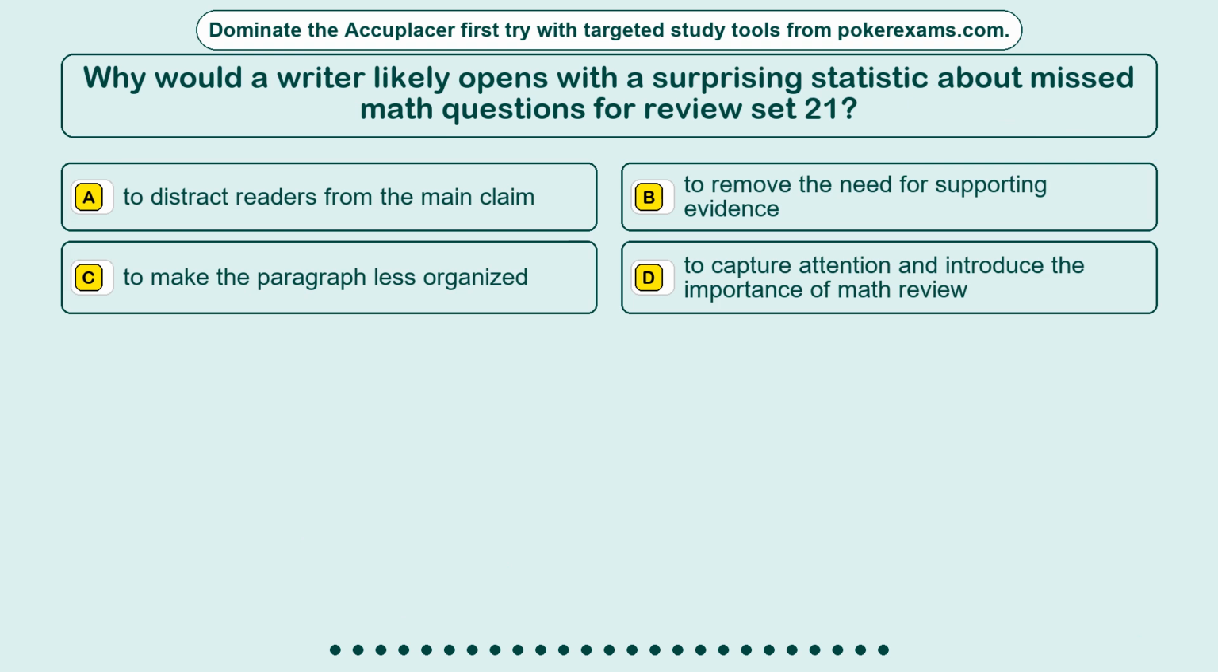Question 16. Why would a writer likely open with a surprising statistic about missed math questions for review set 21? Option A, to distract readers from the main claim. Option B, to remove the need for supporting evidence. Option C, to make the paragraph less organized. Option D, to capture attention and introduce the importance of math review.